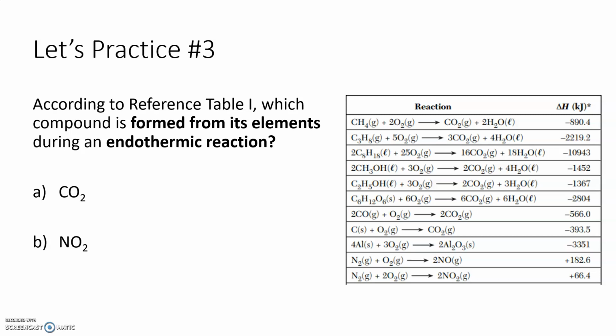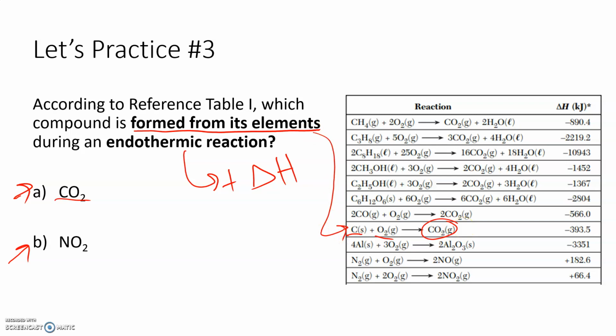All right, last one. It says, according to table I, which compound is formed from its elements during an endothermic reaction? Okay. Endothermic reaction, we know that means positive heat of reaction, positive delta H. Please don't let this "formed from its elements" thing confuse you, because it literally means you're making carbon dioxide and nitric oxide from their elements. So let me show you. If I find an equation that forms CO2, here's CO2 being formed, the element carbon and the element oxygen are coming together to form carbon dioxide gas. So formed from its elements just means the actual elements that are part of the compound are being joined together to produce whatever substance is in question.